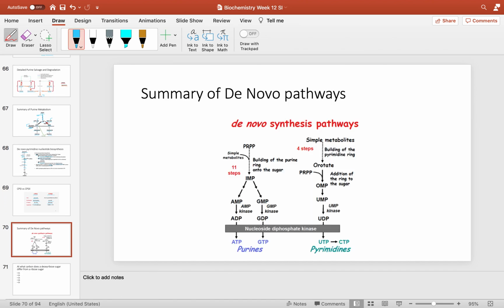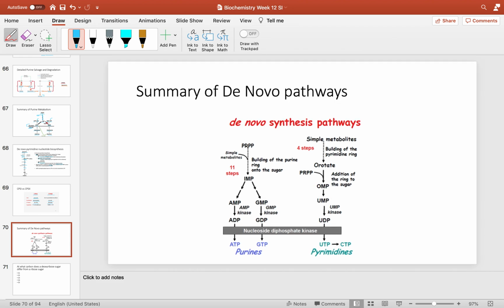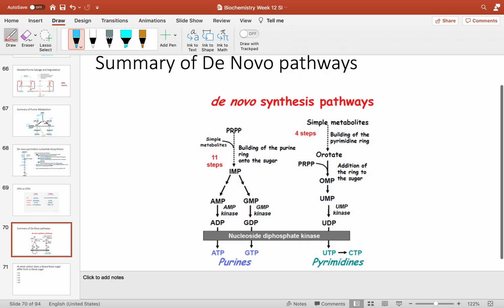So let's look at a comparison between the de novo pathways of purine and pyrimidine metabolism, because that was a bit confusing. So for purine, we start off with our PRPP, and it undergoes a 10-step reaction at least, sometimes 11, to form IMP, which is inosinate. And this is the building of the purine ring. So remember, in de novo, we actually have to build the ring ourselves, whereas in salvage, it's given to us. This IMP then bifurcates to produce AMP and GMP. Remember, there's an intermediate in between both steps.